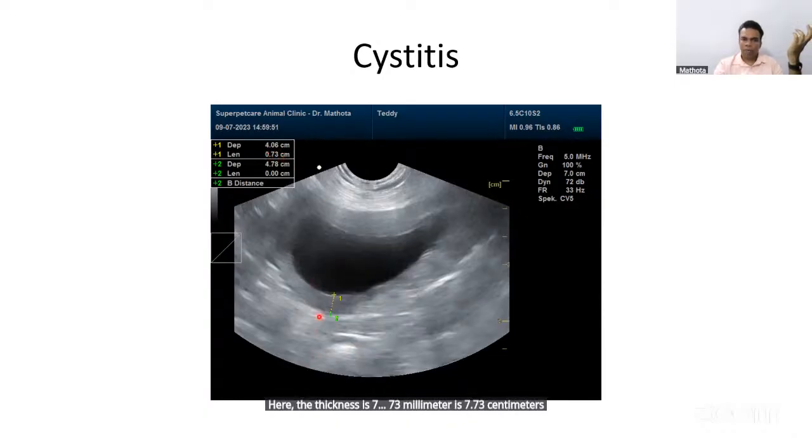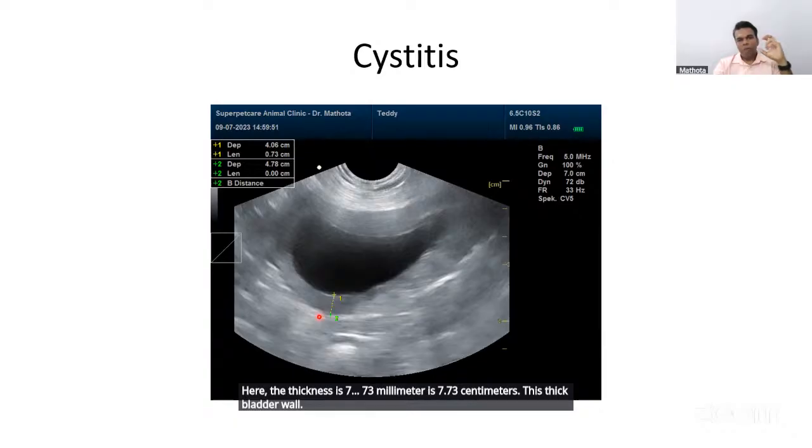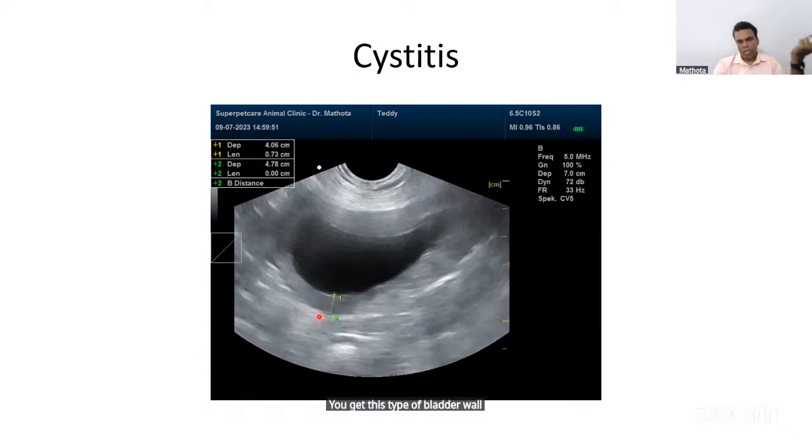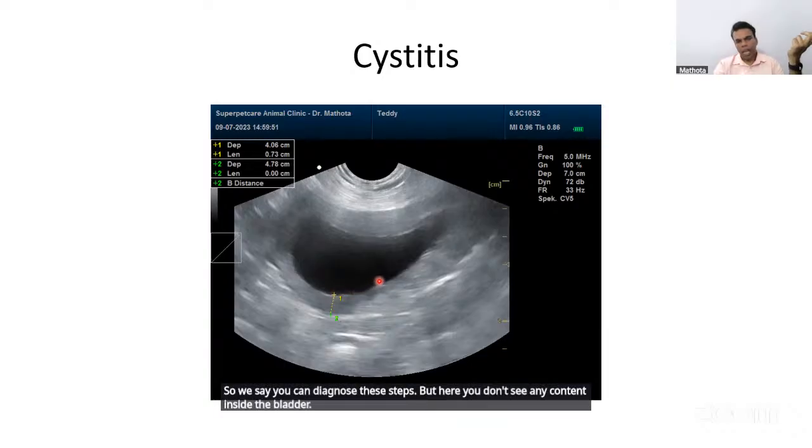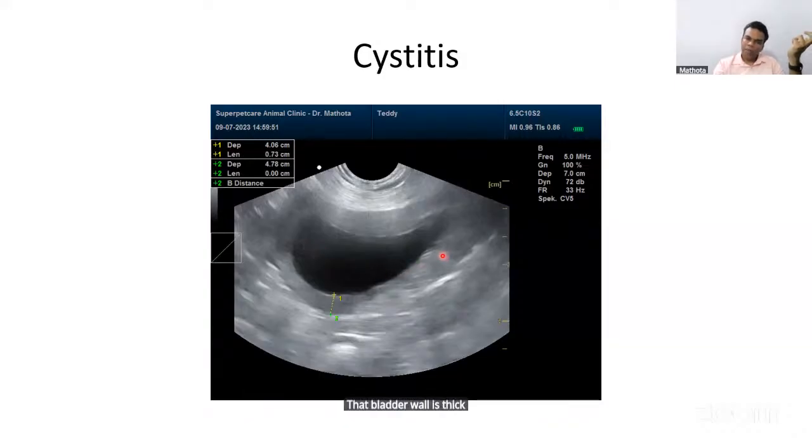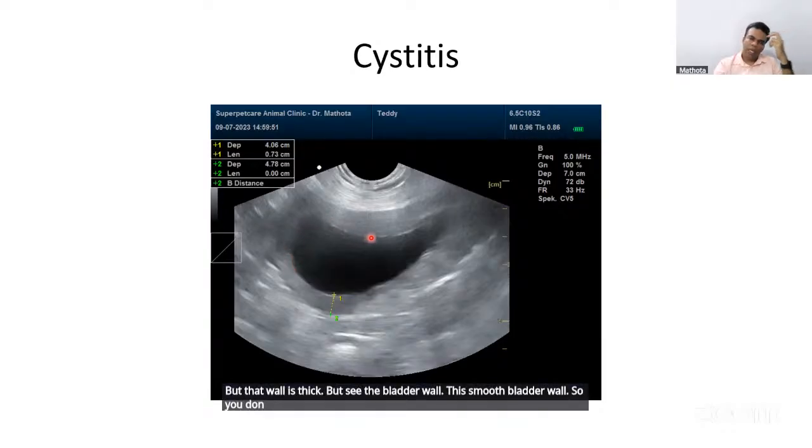This is a thick bladder wall. You get this type of bladder wall with cystitis, so you can easily diagnose cystitis. But here you don't see any content inside the bladder. The content is anechoic, clear. But the bladder wall is thick. See the bladder wall, it is smooth. So you don't see any abnormal irregular surfaces. So definitely we can say this is a cystitis condition.